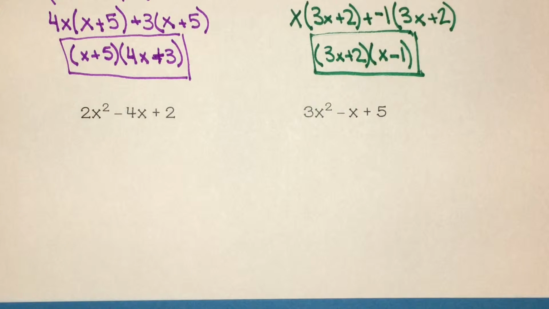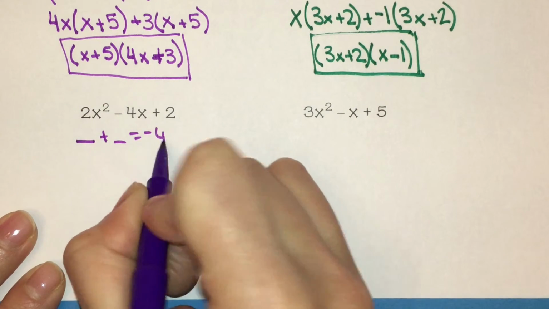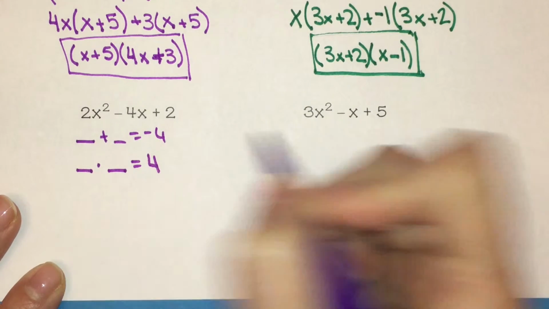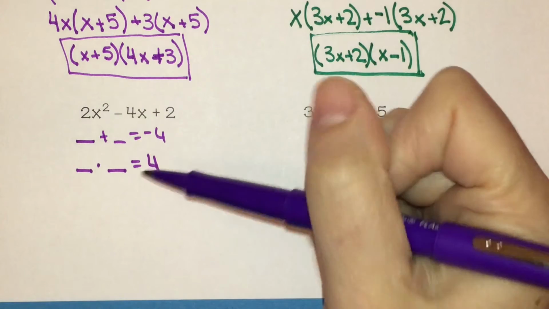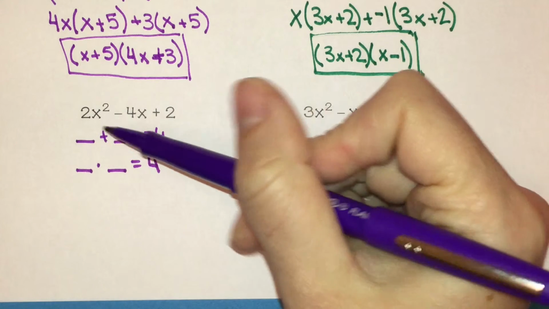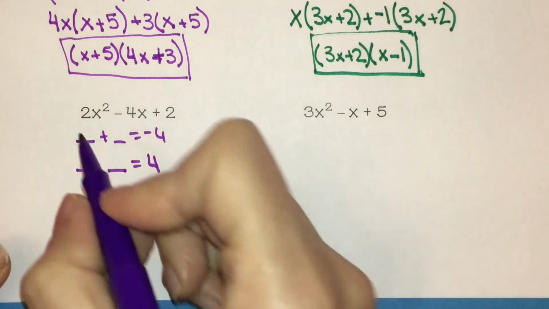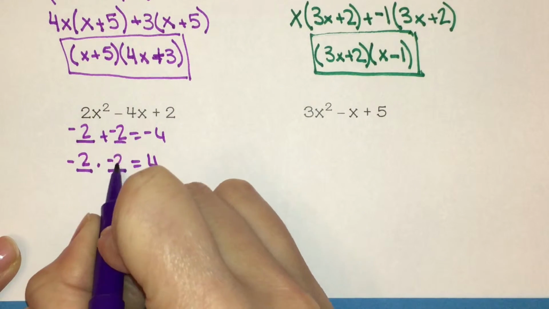All right, this one, 2x squared minus 4x plus 2, we have to figure out what we add together to equal negative 4, what we multiply together to equal 2 times 2 is positive 4. All right, so I'm going to start thinking about the factors. Well, multiply together to equal positive, but add together to equal negative. Well, they both have to be negative in that case. Well, one that comes to mind right away is negative 2 and negative 2. Because negative 2 plus negative 2 is negative 4. Negative 2 times negative 2 is positive 4.